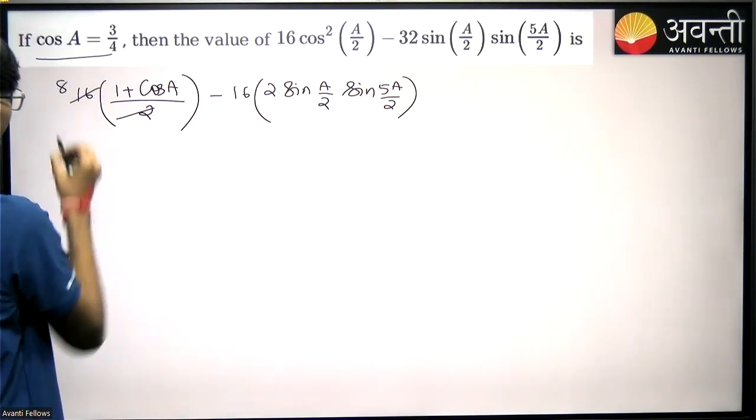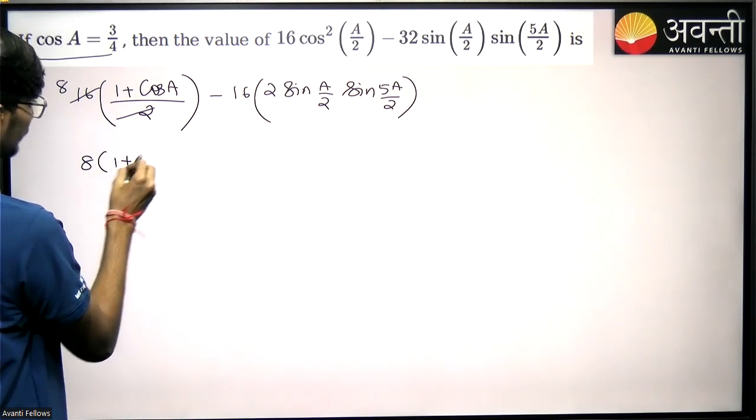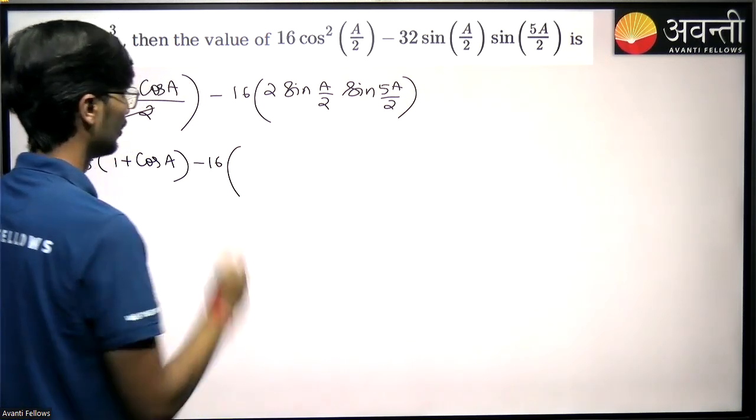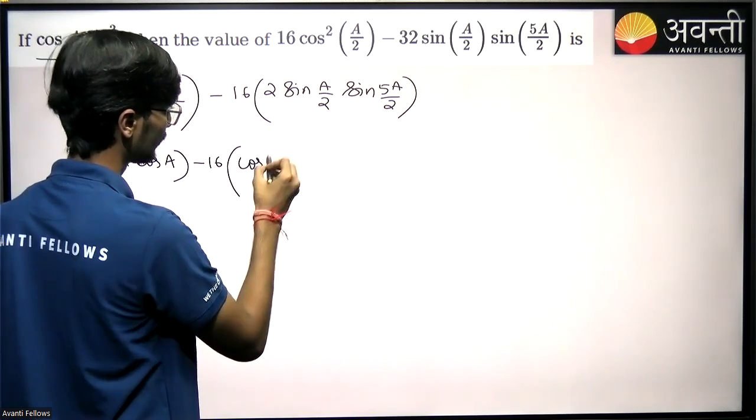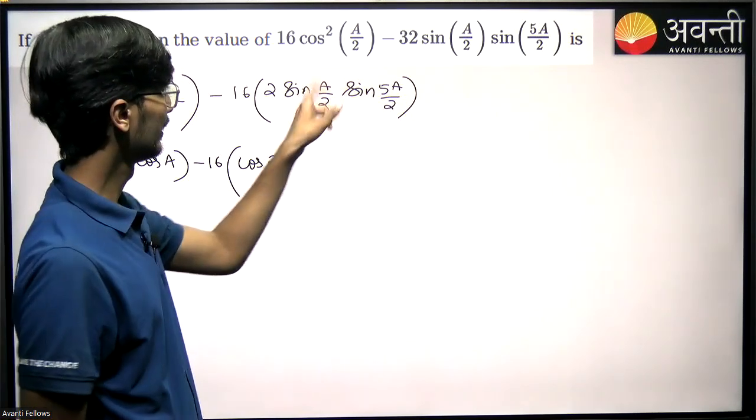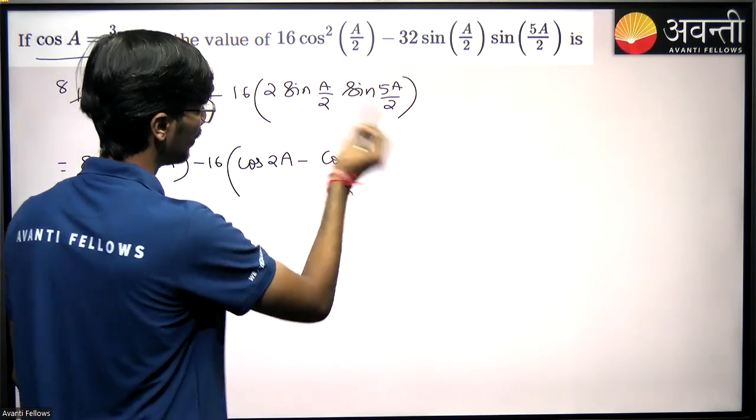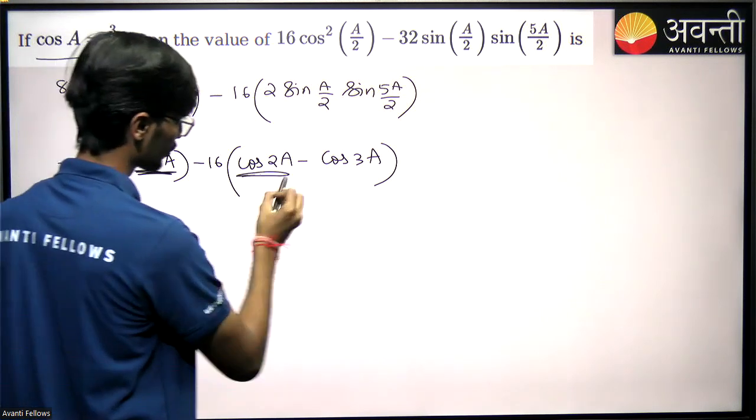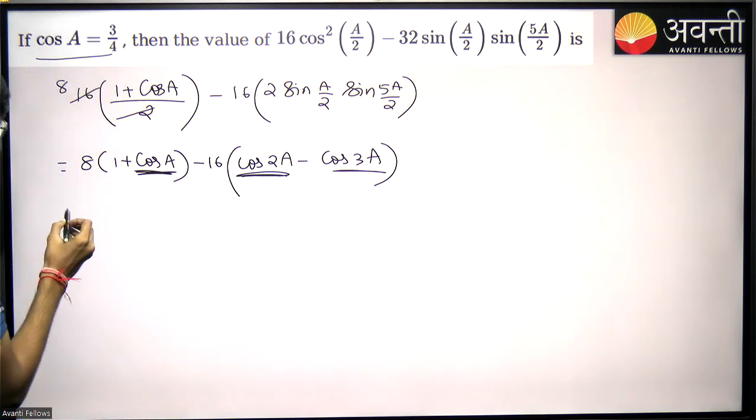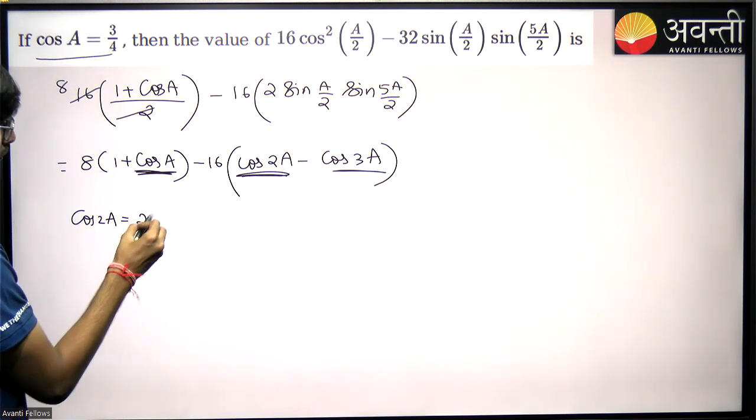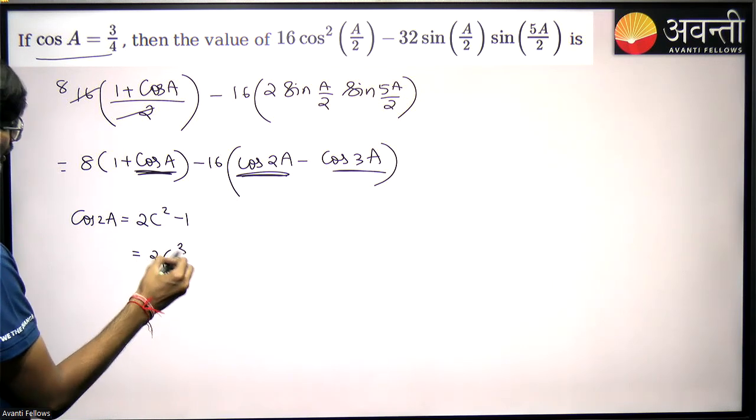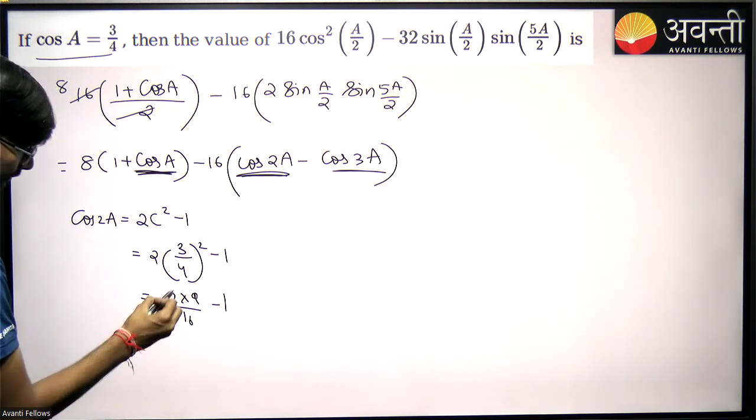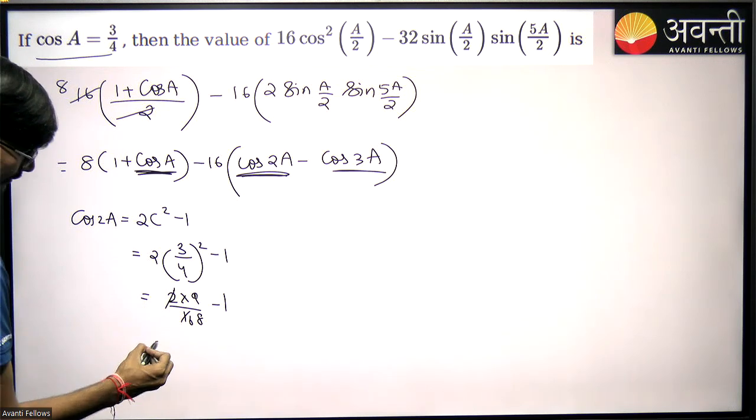So 2 ones are 2, 2 8s are 16. So I'll get 8 into (1 plus cos A). 2 sine sine is cos minus cos. So cos 2A, correct? 5A by 2 minus A by 2 is 2A, minus cos 3A. So we have to find the value of cos A, cos 2A, cos 3A. Cos A value we already know. Cos 2A, guys. Cos 2A is 2 cos square A minus 1, which is 2 into (3 by 4) the whole square minus 1. So 2 into 9 by 16 minus 1. So this is 1 by 8.